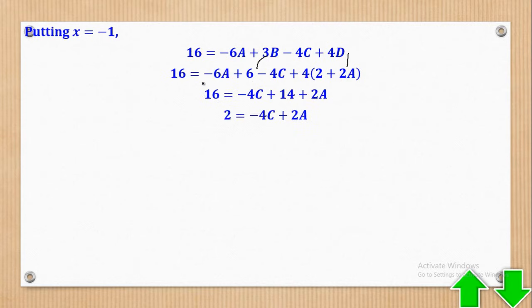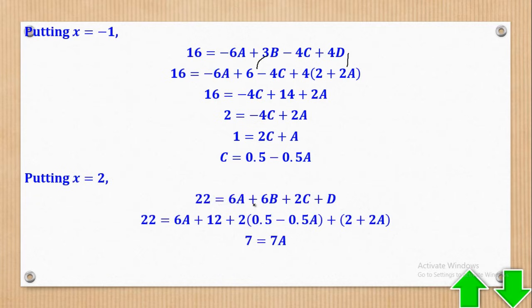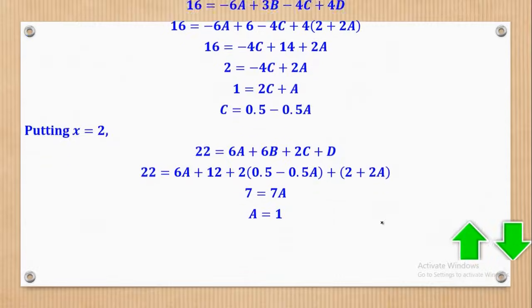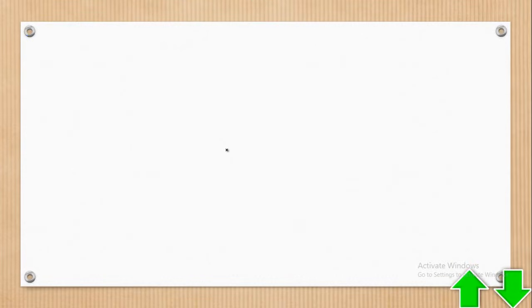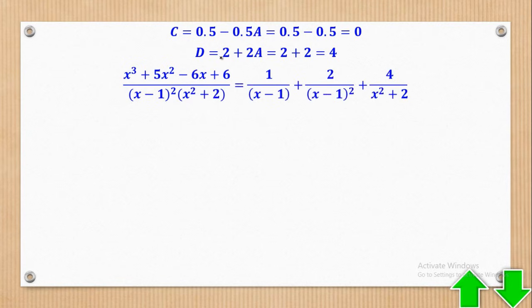So I now have that equation having c and a. Then putting x equal to 2, I'll come up with that. Then substitute for b, c and d to come up with that. So a is equal to 1. Now that I've got a, I can get the value of c and also the value of d. Then I'll write my partial fraction. It will be in that form.